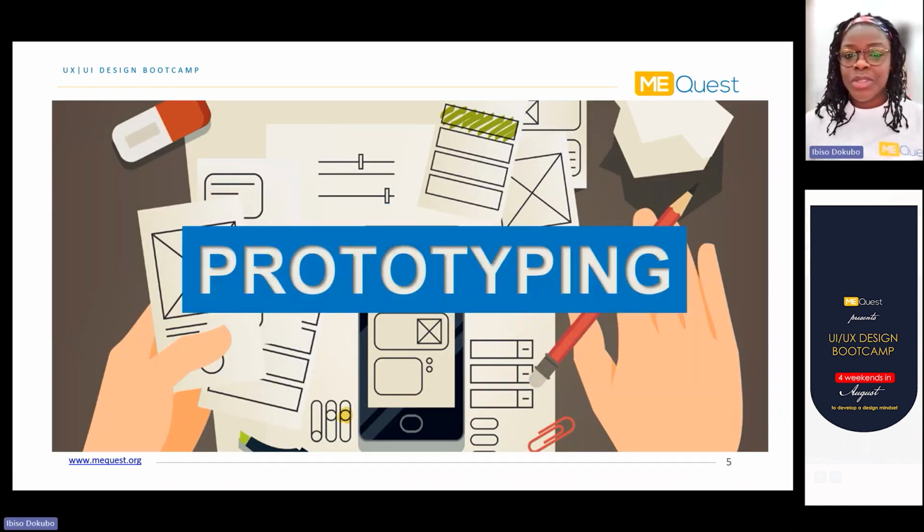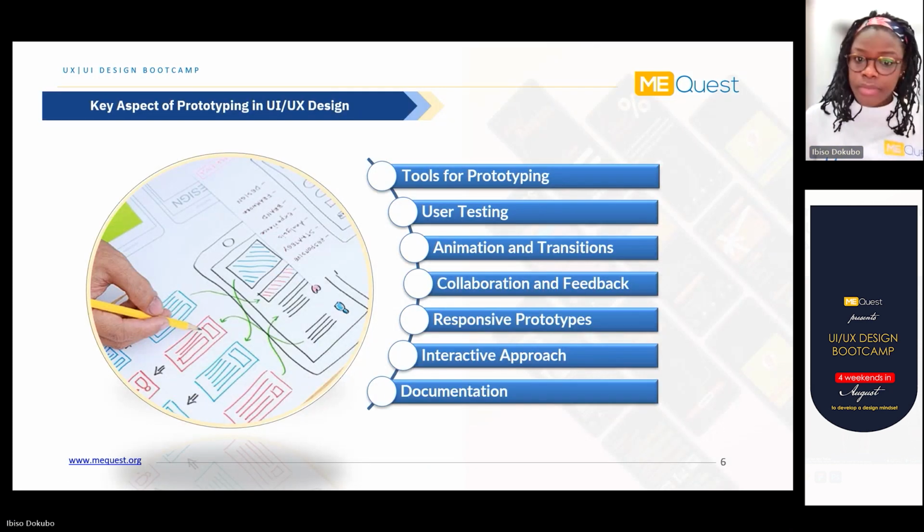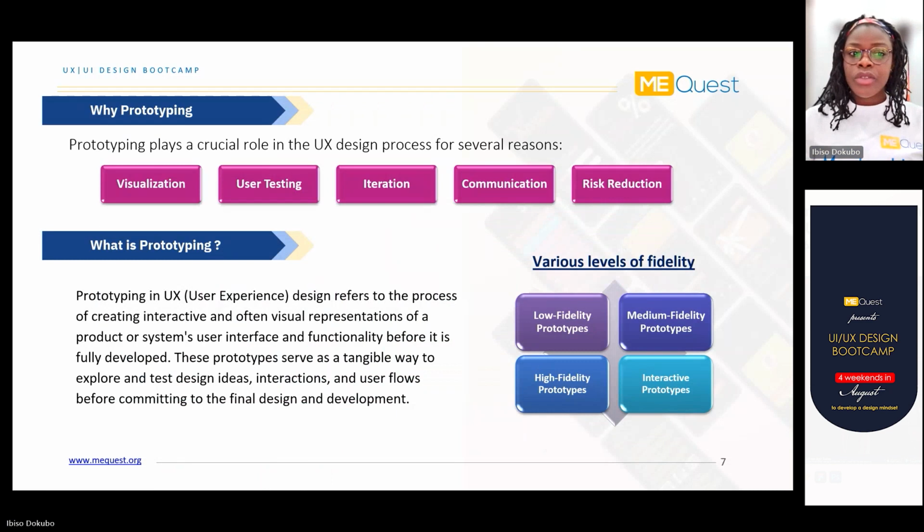So today we're going to be dealing with prototyping. The key point we're going to touch today will be tools for prototyping. We're going to see the different tools, but just like we said in the first class, our main focus is Figma. There are other tools. I use SD a lot more, but Figma is more flexible, it's web-based, and of course it's free to use, at least for beginners. We're going to also touch a little on animation and transition to give you the concept, guidelines, and what you need to put in mind when you're doing your animations, collaboration and feedback, responsive prototype, interactive approach, and documentations.